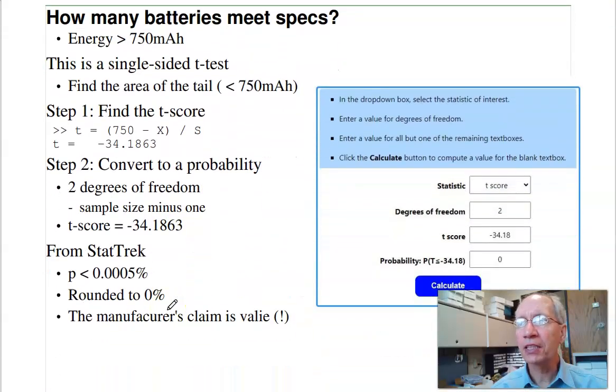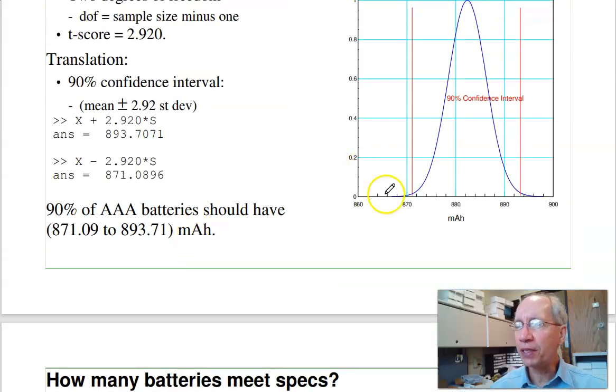I can do a single-sided t-test. Now the spec is the battery should have at least 750 milliamp hours. Well, what's the area to the left of 750? That's over here.